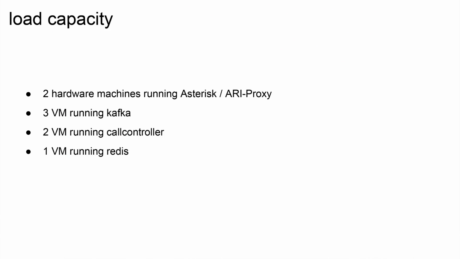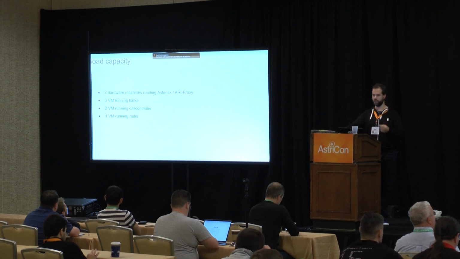The system ran on 2 hardware machines serving the Asterisk and the ARI proxy. For Kafka, we use, at the moment, 3 virtual machines. For the call controller, we use 2 virtual machines. And for backing up the FSM and the cache, we use Redis, running on a single virtual machine.